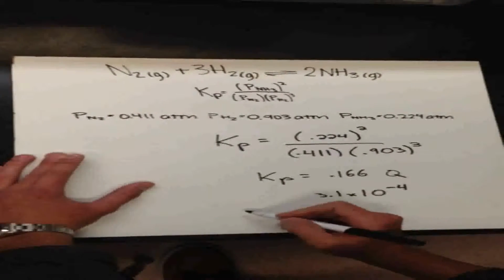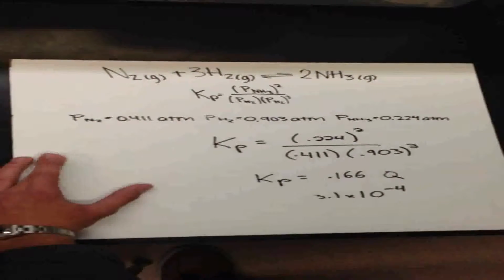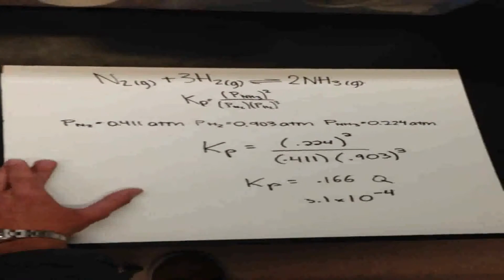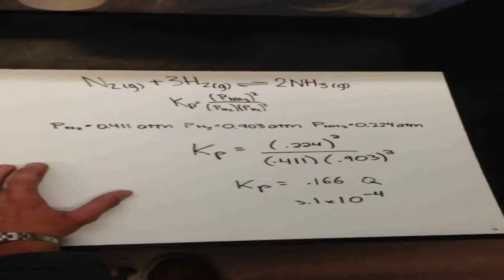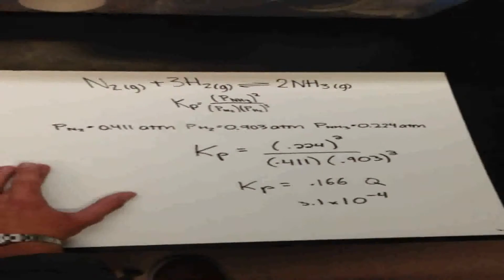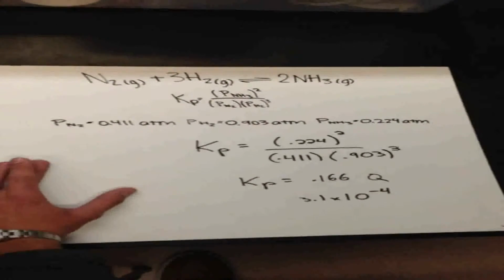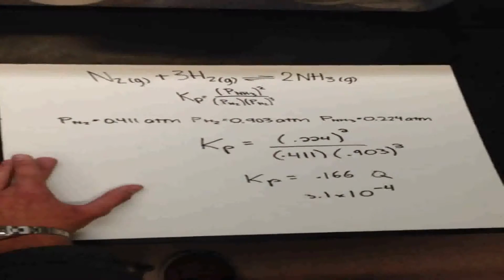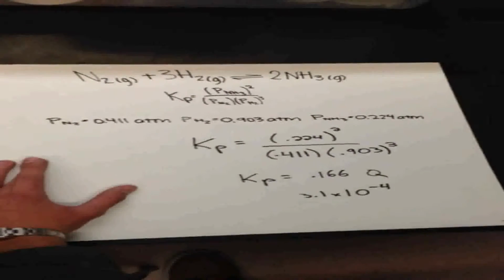Now, because our Q is bigger than our Kp, the reaction will shift to the left because more products are made. This will balance out the equation as more reactants need to be produced to balance out the great amount of products that are produced.